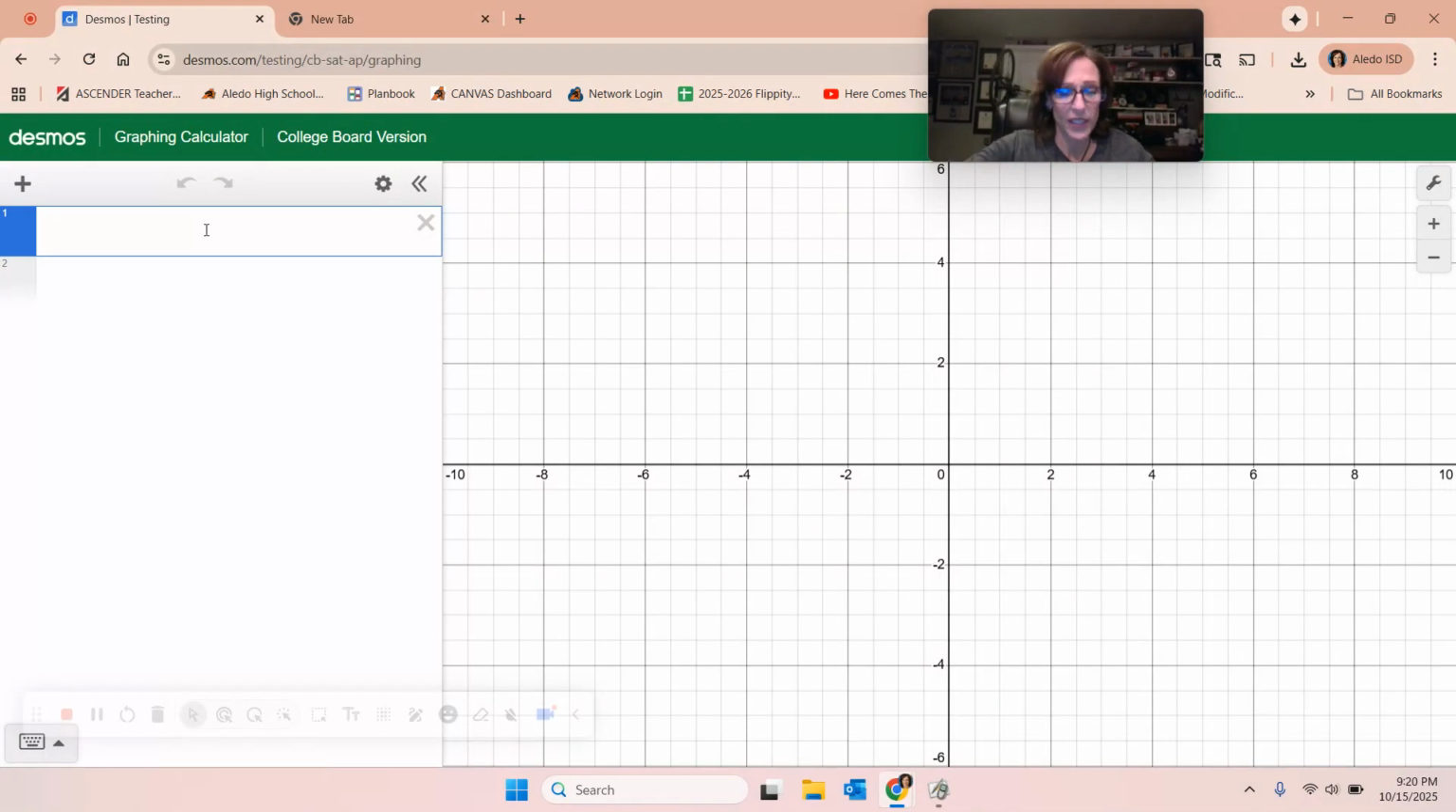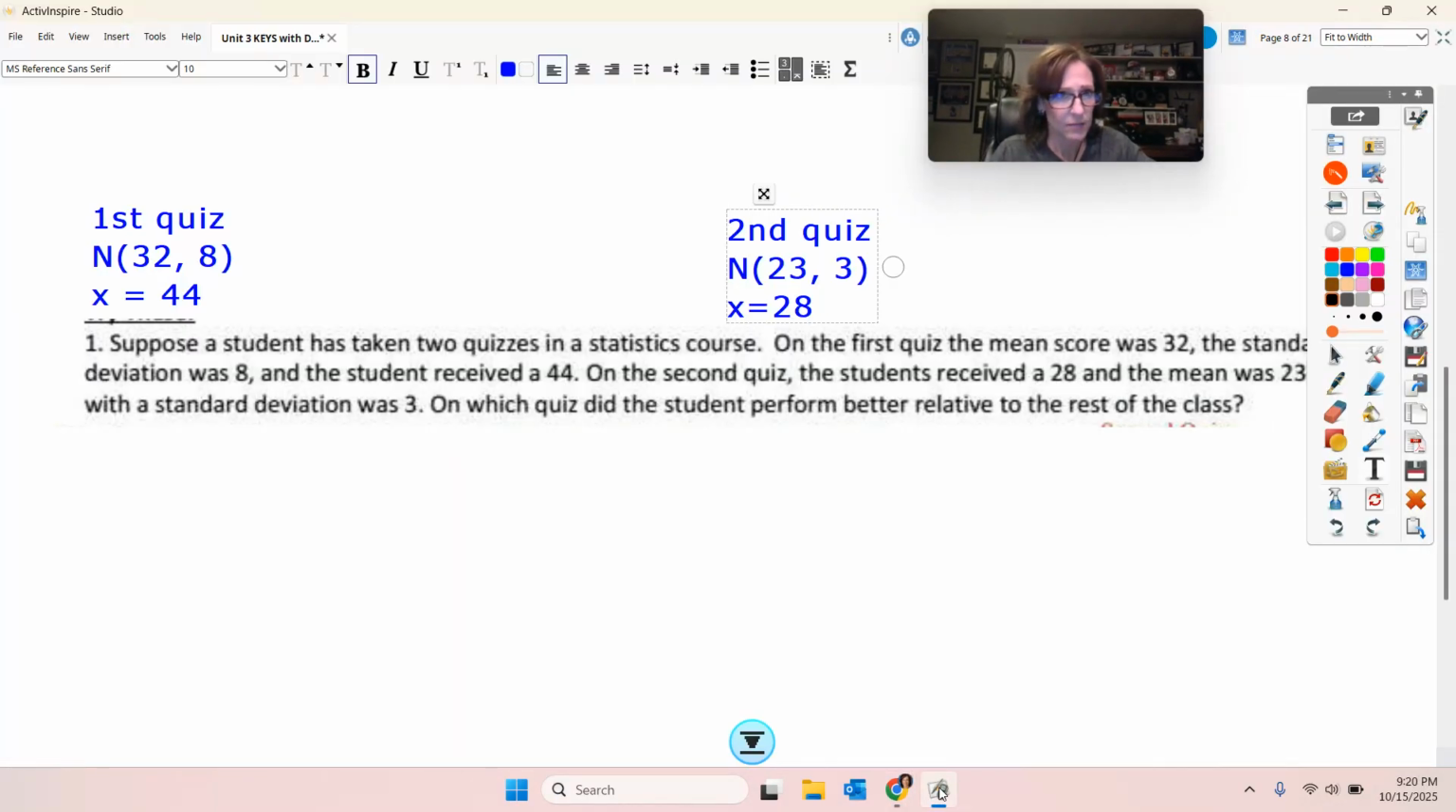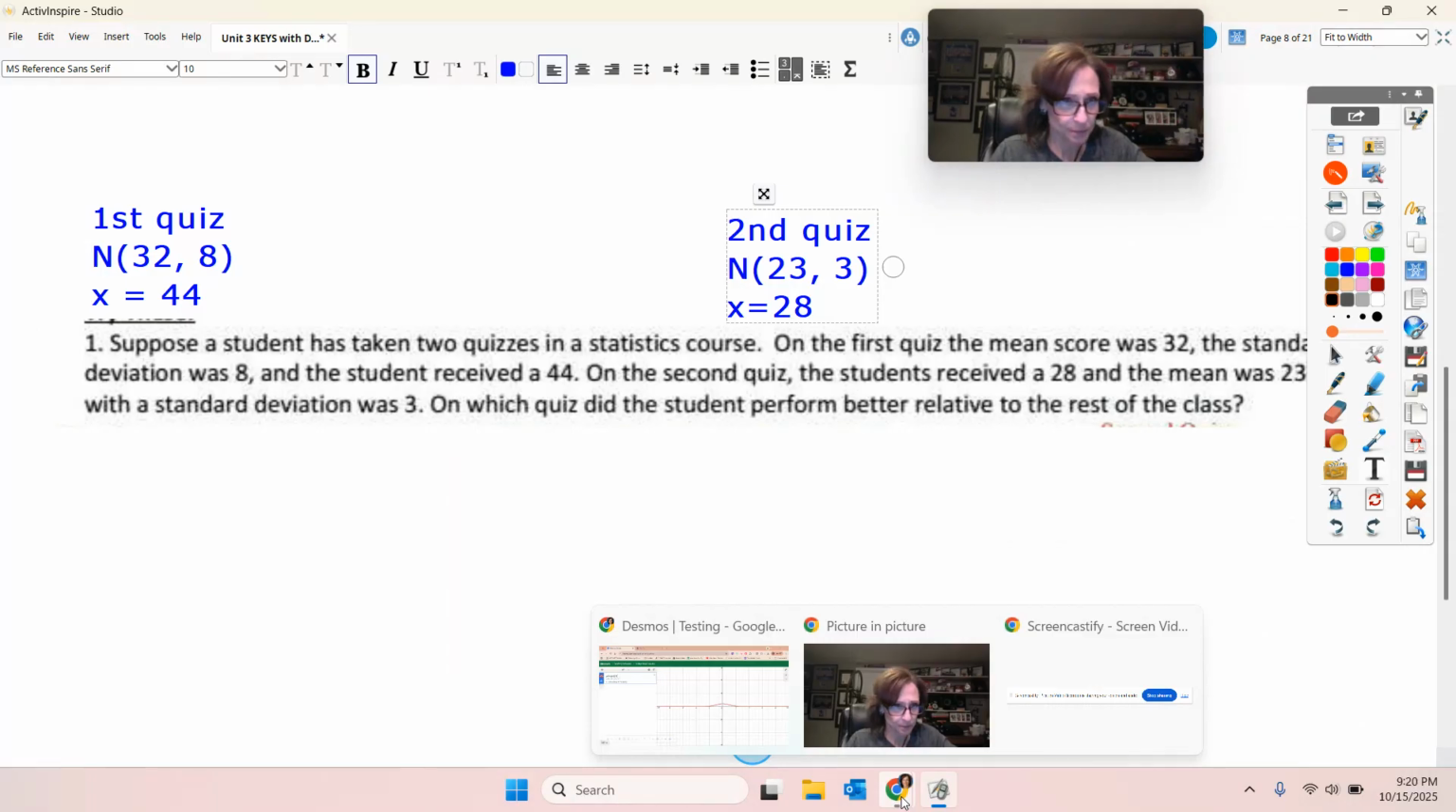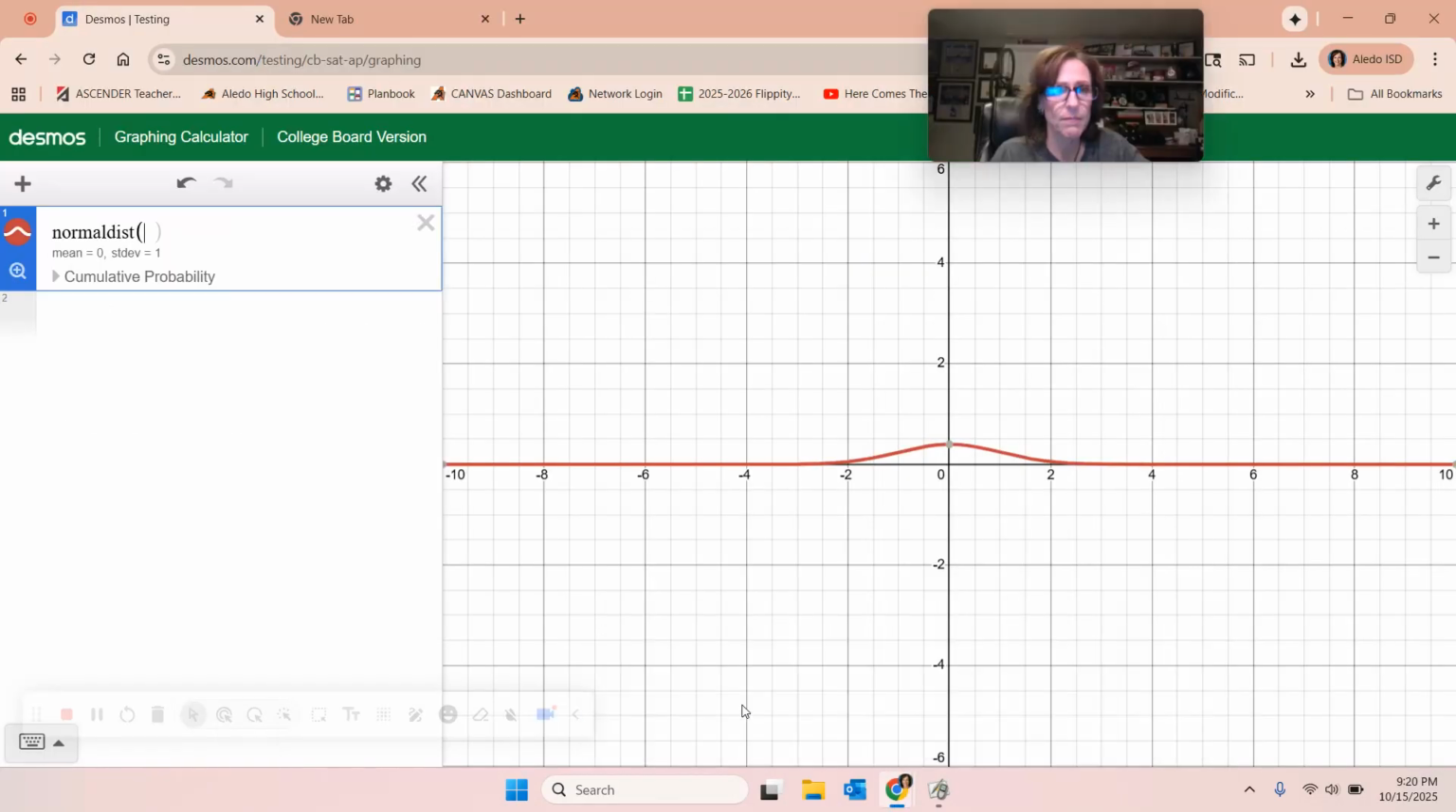So here we have our first quiz, and here's how we would do this in Desmos. Here are our commands, because you're going to use these later in the lesson. We're going to do normalDist, D-I-S-T, which stands for normal distribution. Then we put our mean and our standard deviation in. Our first quiz had a mean of 32 and a standard deviation of 8.